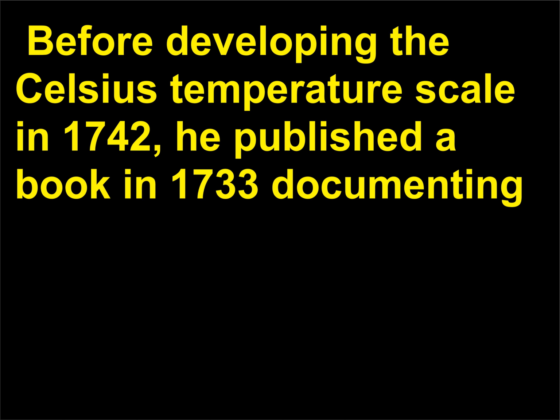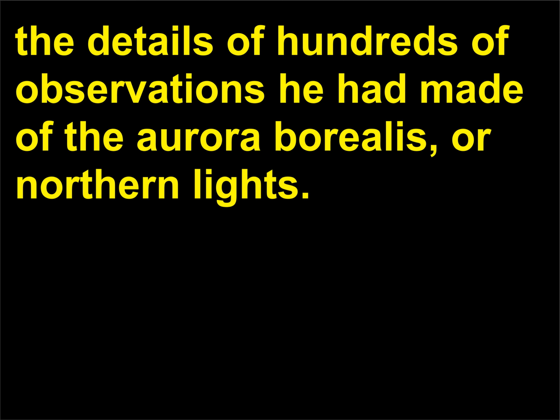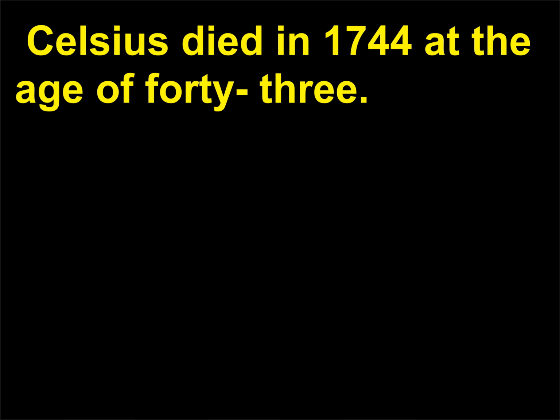Before developing the Celsius temperature scale in 1742, he published a book in 1733 documenting the details of hundreds of observations he had made of the aurora borealis, or northern lights. Celsius died in 1744 at the age of 43.